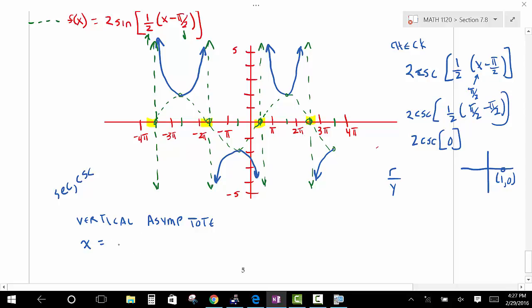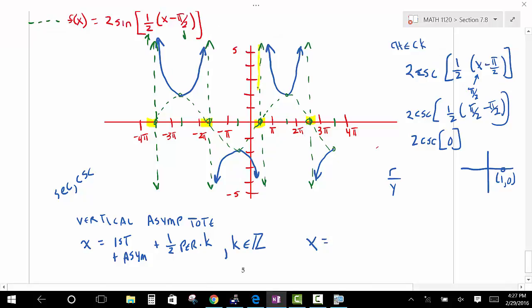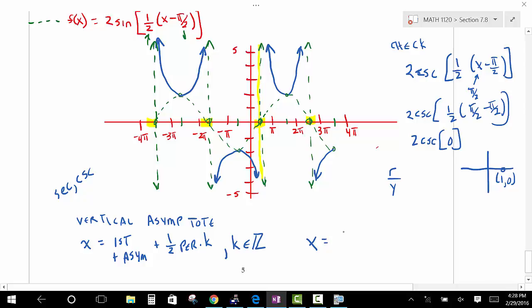It goes like this. You could say x equals whatever the first positive asymptote is, plus 1/2 the period, times k, with k being an integer. That formula right there will always give you the equation of a vertical asymptote of a secant or cosecant. Here's what I mean by this. First of all, the first asymptote we had is at pi over 2. Just take the first positive one, and then we're going to use that.